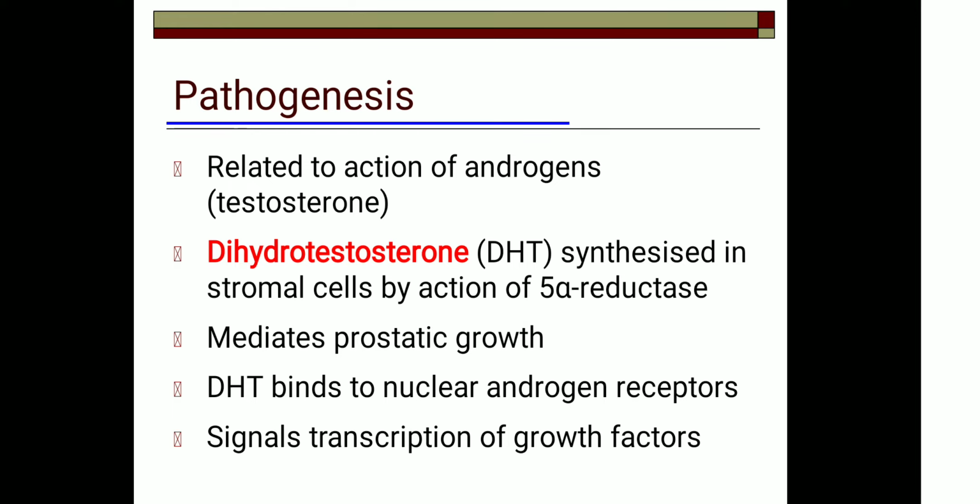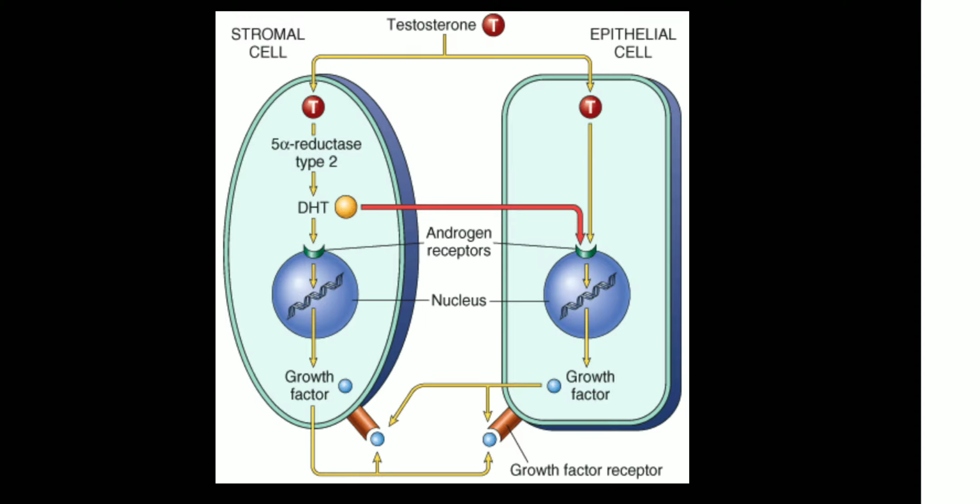Now coming to the pathogenesis of BPH. This is important because this itself is a short note. That is related to the action of the androgens. The androgen is testosterone. I will explain this with the help of this diagram. You can see the testosterone which is acting on the male reproductive organs, and this testosterone goes to both the stromal as well as the epithelial cells of the prostatic tissue.